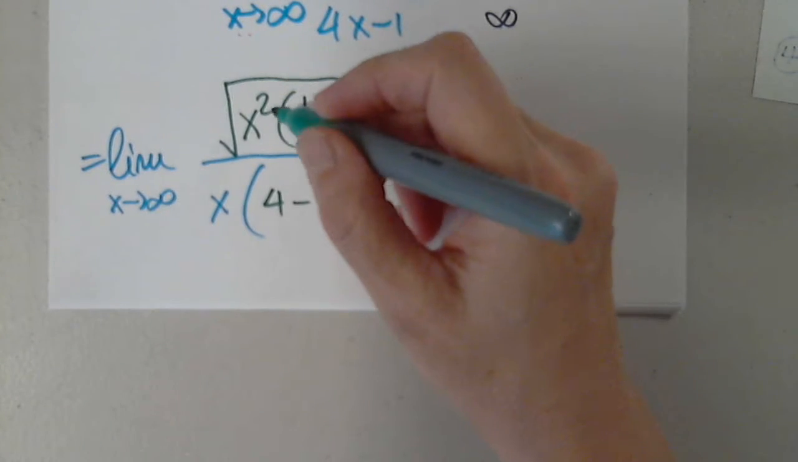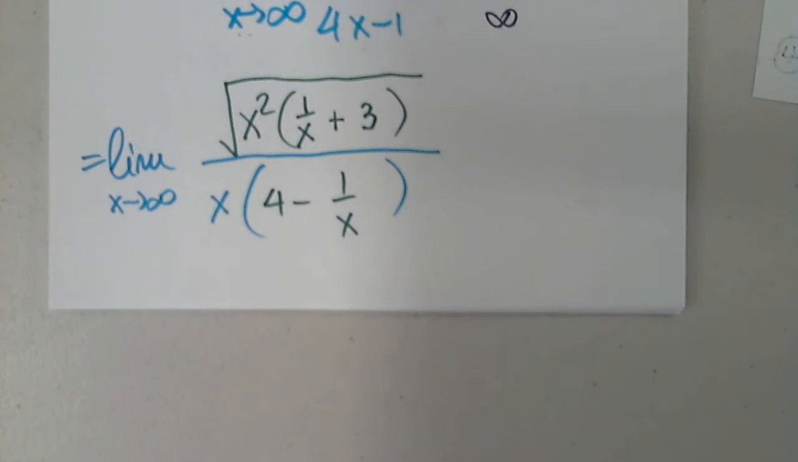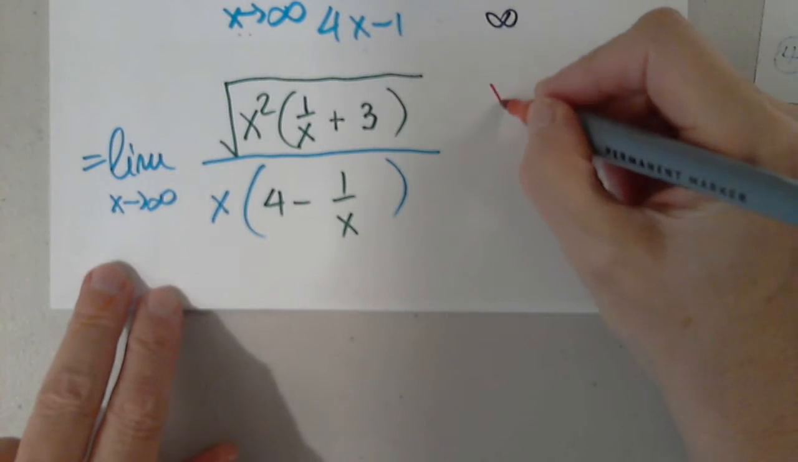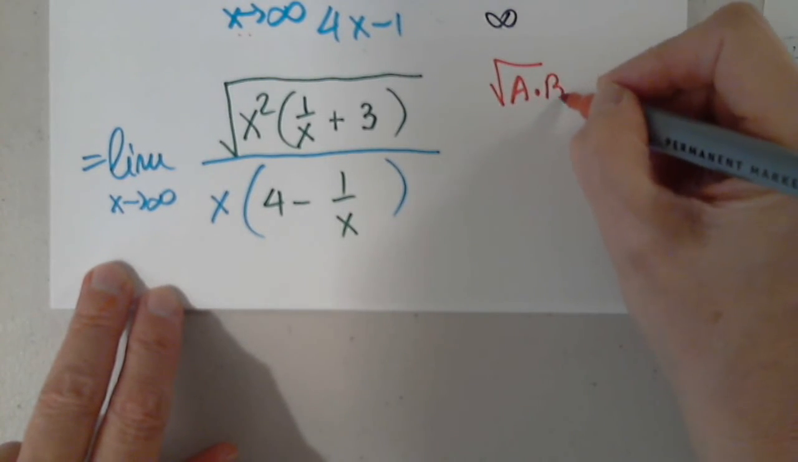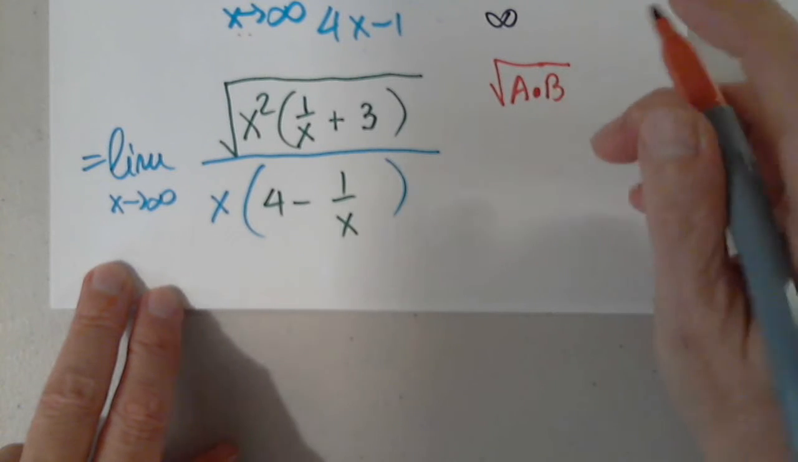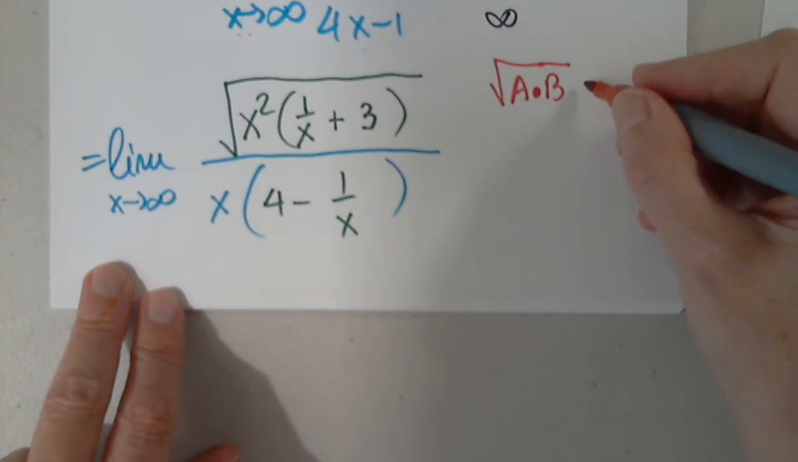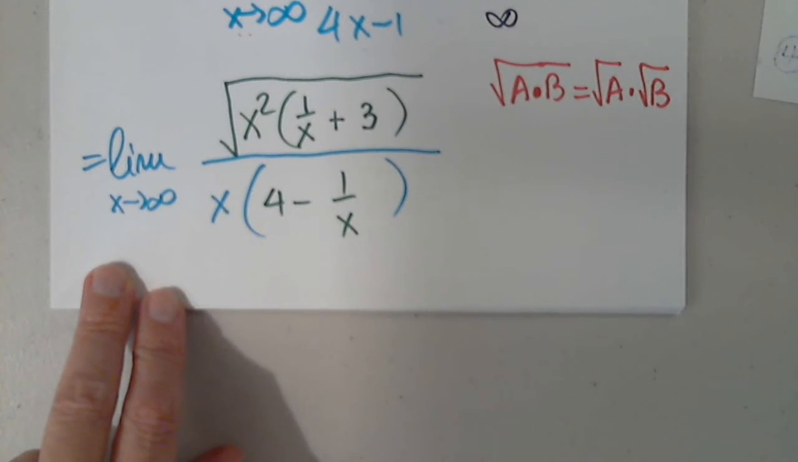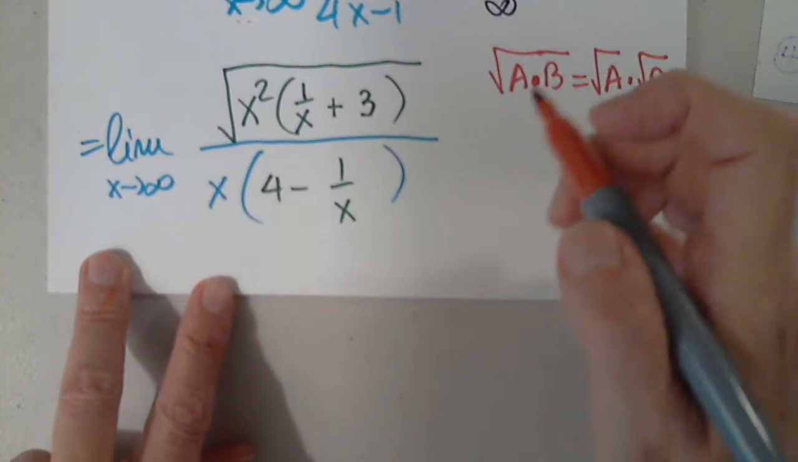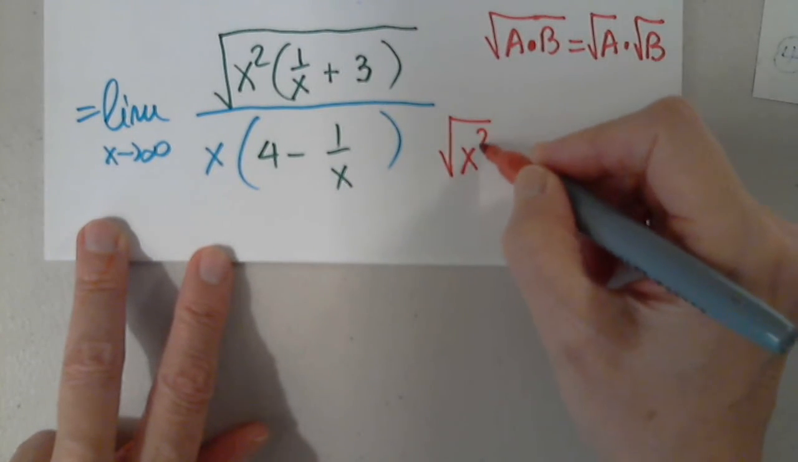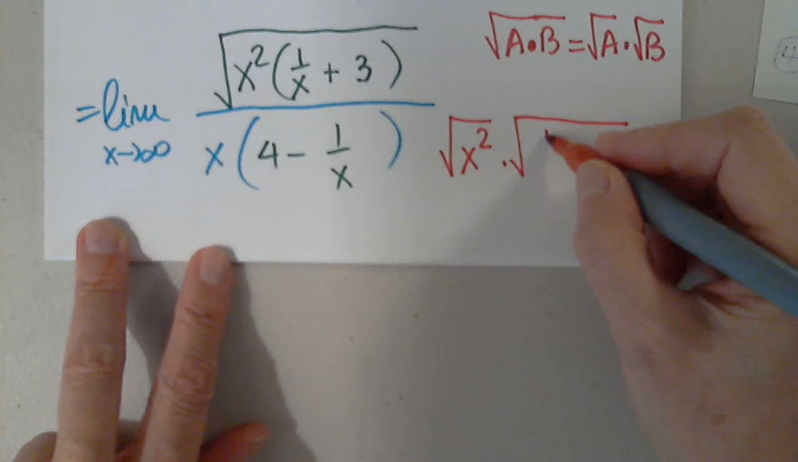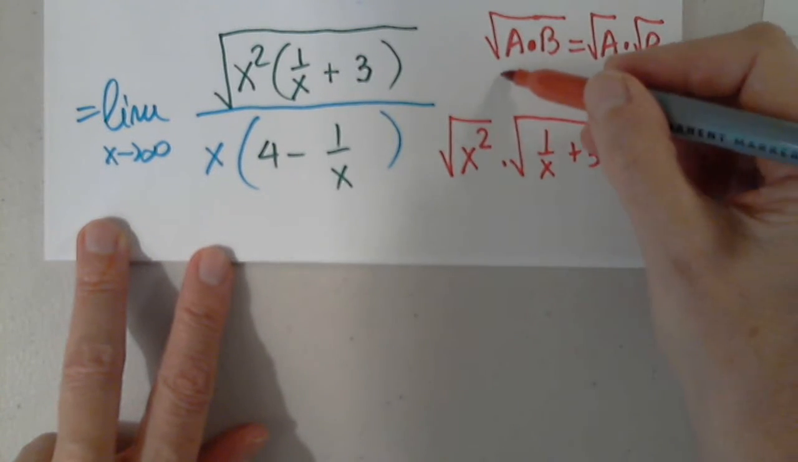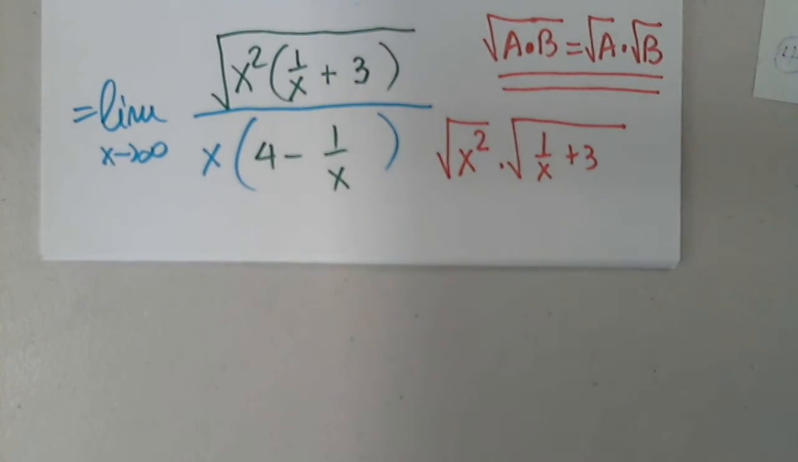And now I want to refresh our memory on radicals a little bit. The square root of a multiplied by b, if it's multiplication, not if it's addition or subtraction, I can rewrite as the square root of a multiplied by the square root of b. And that's what I'm going to do. In other words, I'm going to write the square root of x squared multiplied by the square root of 1 over x plus 3, based on this property of square roots or roots in general.